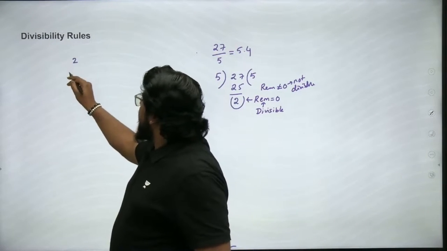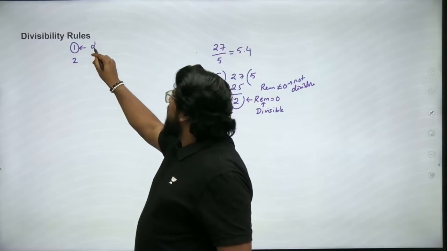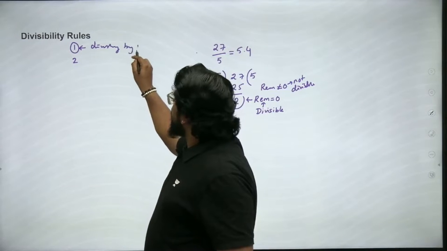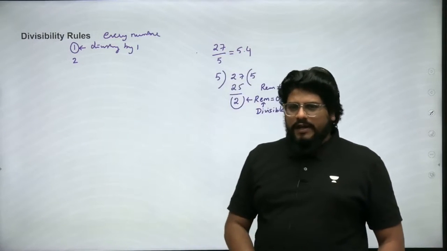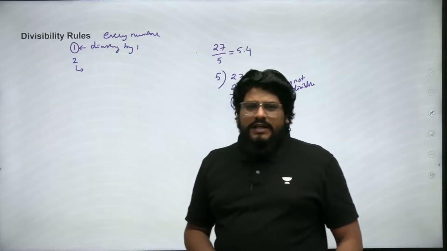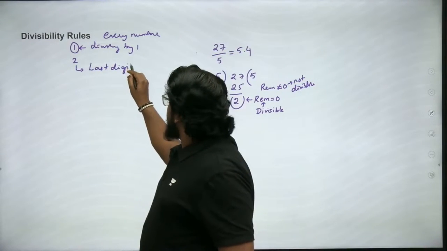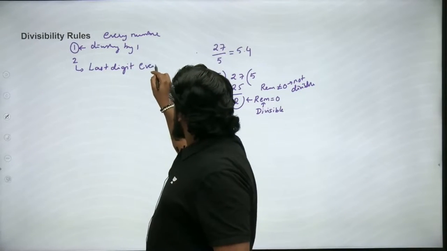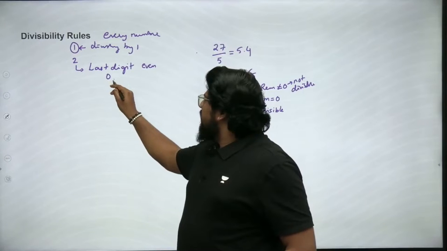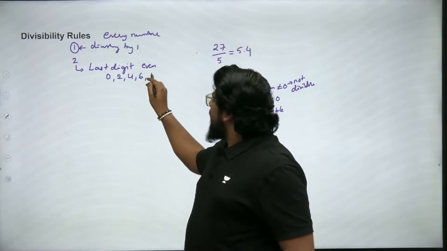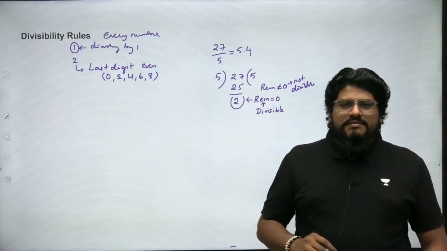Now, quickly, what are the numbers that we start with? Remember, 1 is a factor of every number, which means every number will be divisible by 1. So for 2, how do I identify whether a number is divisible by 2 or not? For 2, remember, the last digit should be even. What do you mean by even? It should be 0. Remember, 0 is even. If the last digit is 0, 2, 4, 6 or 8, then the number is divisible by 2.